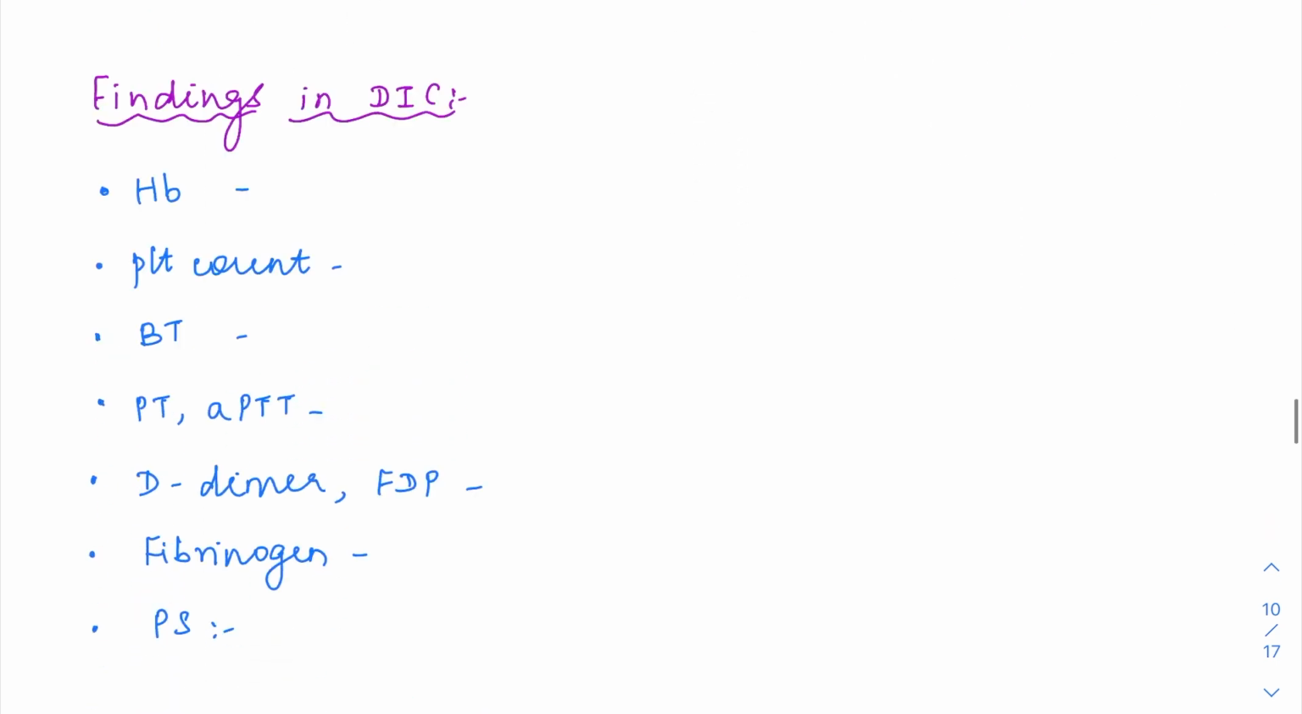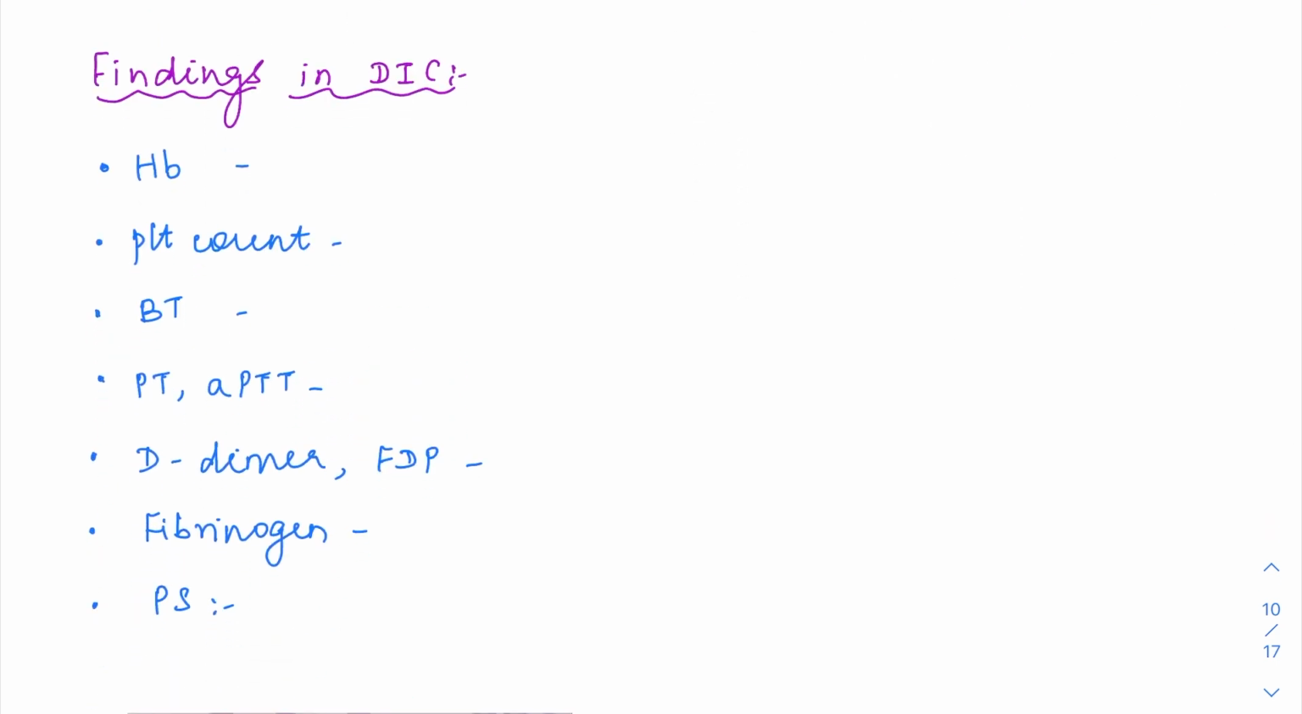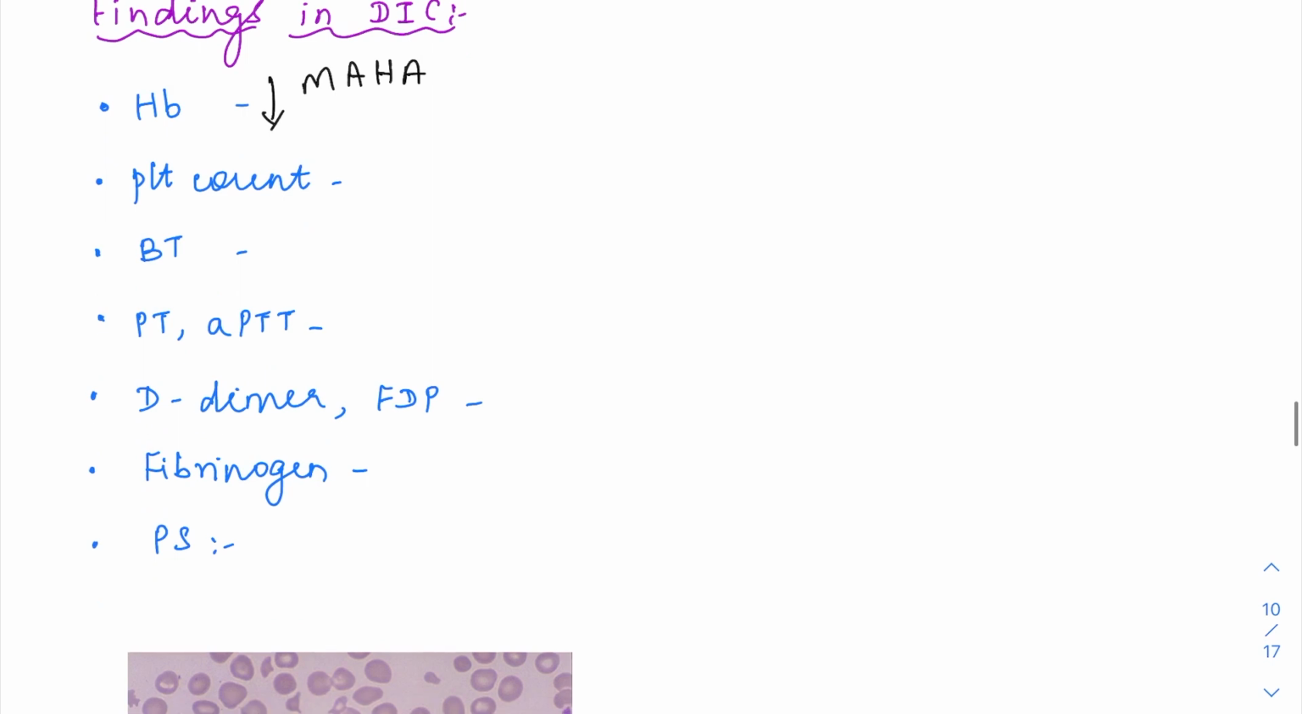Okay. So what are the findings in DIC? Let's see. What will be the hemoglobin levels? Obviously the RBCs are going to be fragmented and lysed, right? So hemolytic anemia, microangiopathic hemolytic anemia, is taking place. In that case, the hemoglobin levels are going to be decreased. It's an anemia, right? So hemoglobin levels will be decreased.